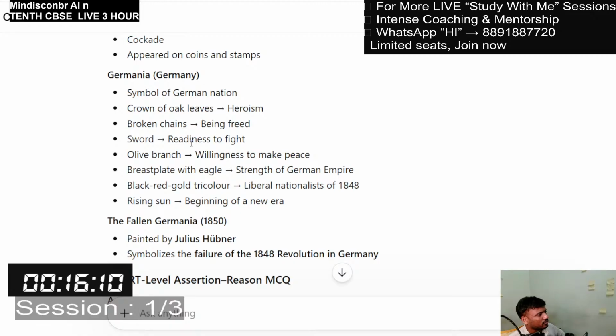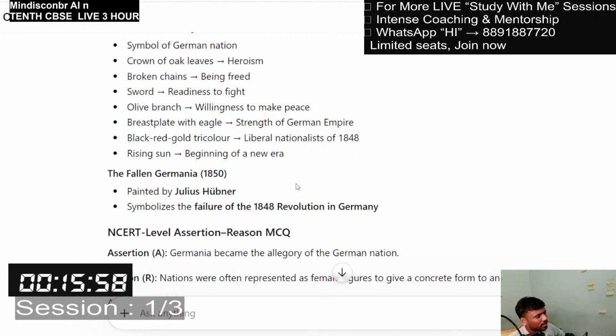Crown of oak leaves, heroism. Broken chains, being freed. Sword, readiness to fight. Olive branch, willingness to make peace. Breastplate with the eagle, strength of the German Empire. Black, red, gold tricolor, liberal nationalists of 1848. Rising sun, beginning of a new era. The Fallen Germania, 1850, painted by Julius Hubner, symbolizes the failure of the 1848 revolution in Germany.